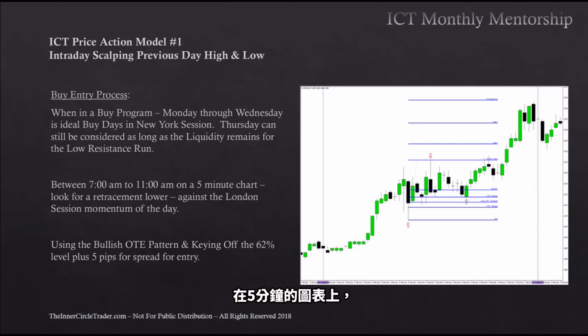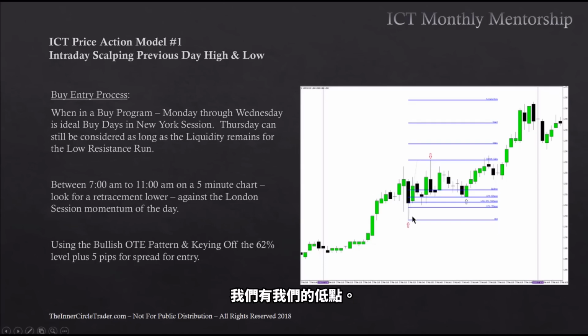Between 7 a.m. to 11 a.m., this is all New York time, on a 5-minute chart, we're going to be looking for a retracement lower against the London session momentum of the day. Using the bullish optimal trade entry pattern and keying off of the 62% level, notice I refined it just to that level. We're not looking for 70.5. We're not looking for 79% retracement level. We're looking specifically right at this 62% retracement level. But now, since we're buying, we're going to add 5 pips for the spread for entry. You can see the example over here.